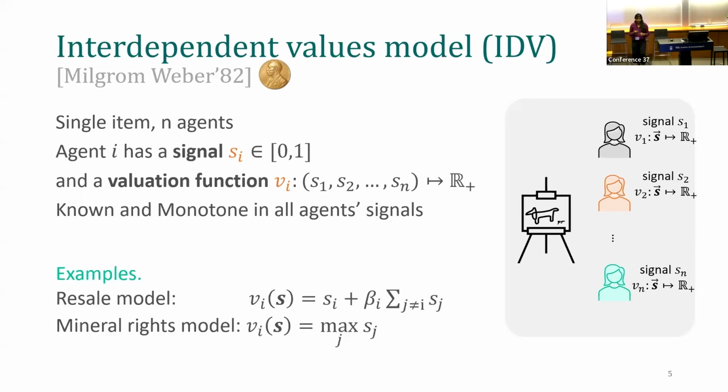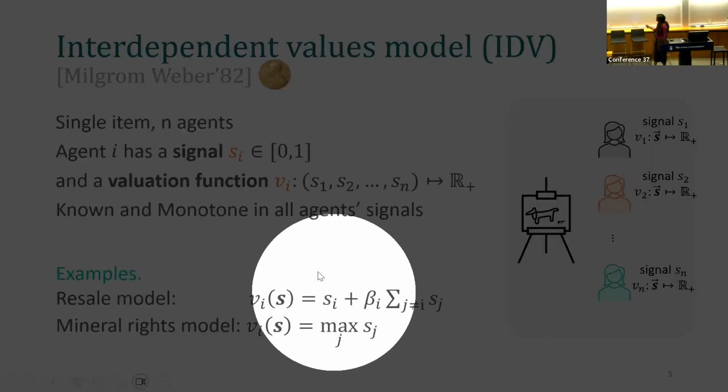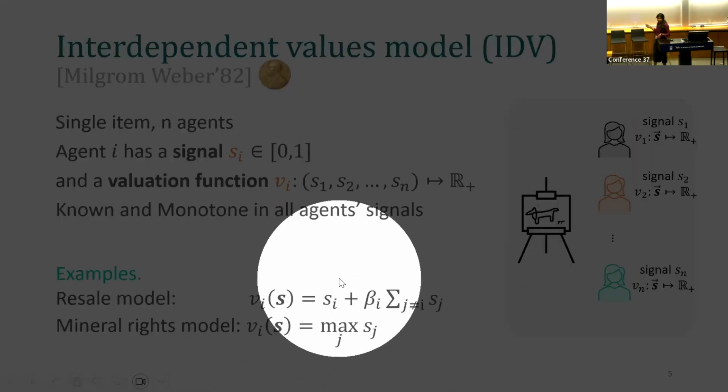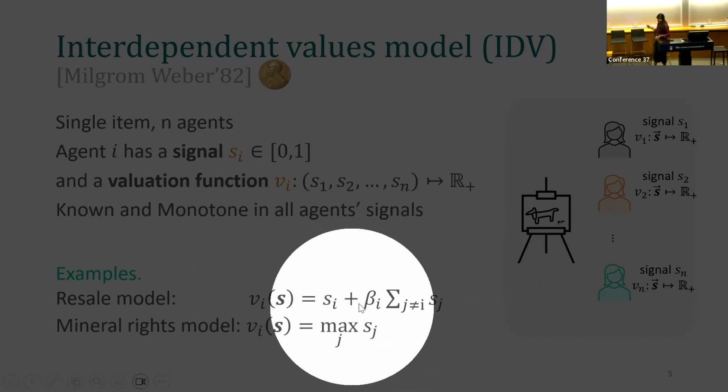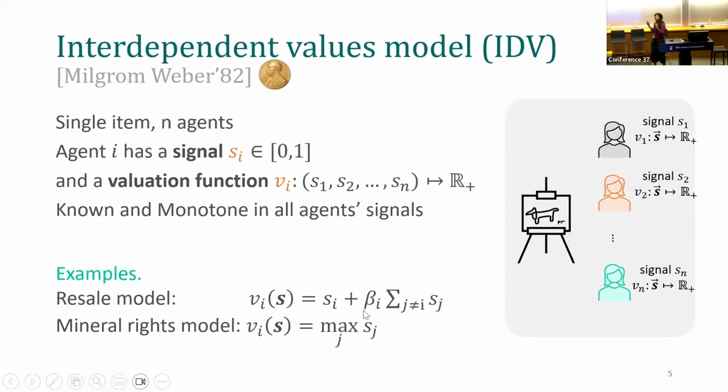For example, you can think of the resale model, when we think about art auctions, the value of agent i depends both on his own value. So you can think of Si as being how much he likes the item, and this being a weighted sum of how much other people like the item. This captures the potential resale potential of the item, right? And this whole thing dictates what the value for the item is.